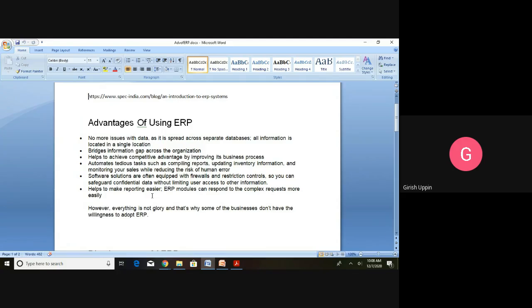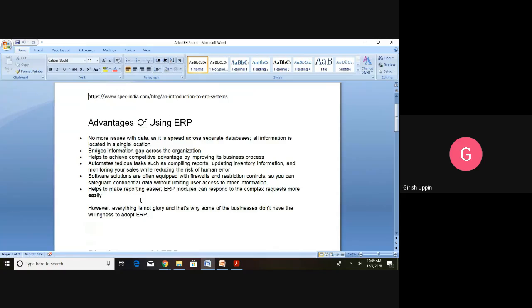Software solutions are often equipped with firewalls and restriction controls, so you can safeguard confidential data without limiting user access to the information. We can put in security mechanisms. Whatever is sensitive data will be restricted from access by other users. Whatever information can be given to others will be given to the customers or the different departments. Whatever the confidential data, that will be protected under this ERP system.